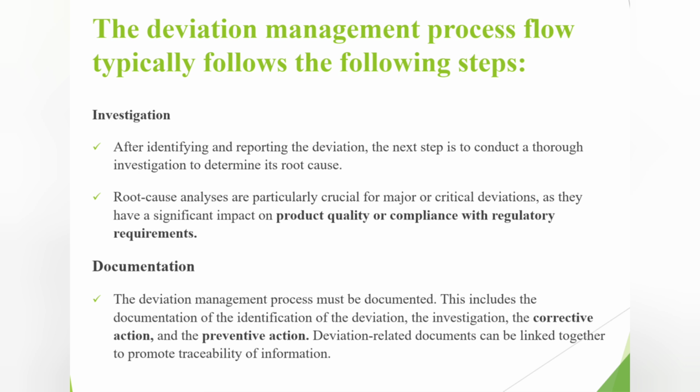Third one, investigation. After identifying and reporting the deviation, the next step is to conduct a thorough investigation to determine its root cause. Root cause analysis is particularly crucial for major or critical deviations as they have a significant impact on product quality or compliance with regulatory requirements. Fourth one, documentation. The deviation management process must be documented. This includes the documentation of the identification of the deviation, the investigation, the corrective action, and preventive action.